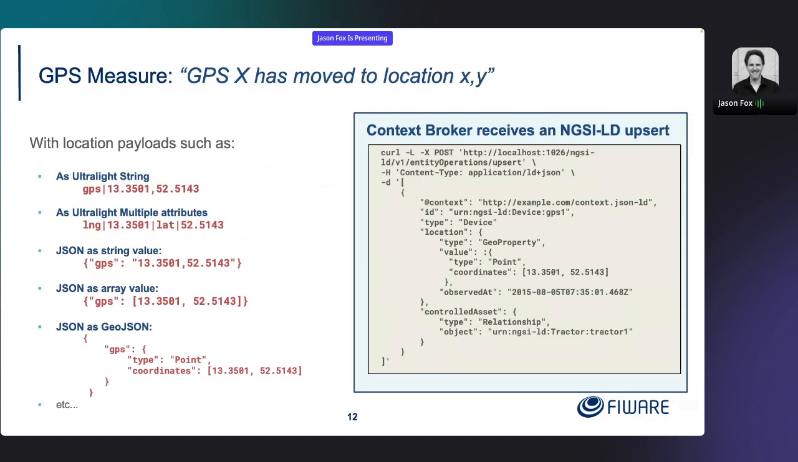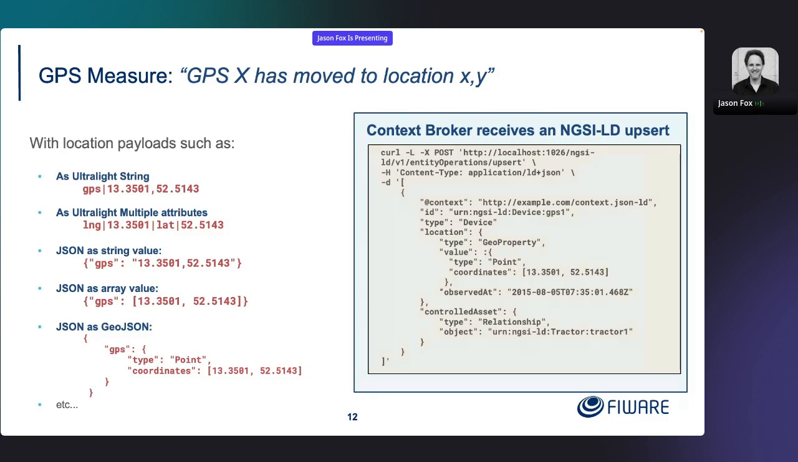Now, GPS is a little bit more tricky because obviously you want to be able to set your location. Your location is obviously a geo property, and what goes into the context broker needs to be in the GeoJSON format. Fair enough, but what's coming into the IoT agent could be virtually anything, really, couldn't it? So the IoT agent is clever enough to accept multiple formats for the data coming in.